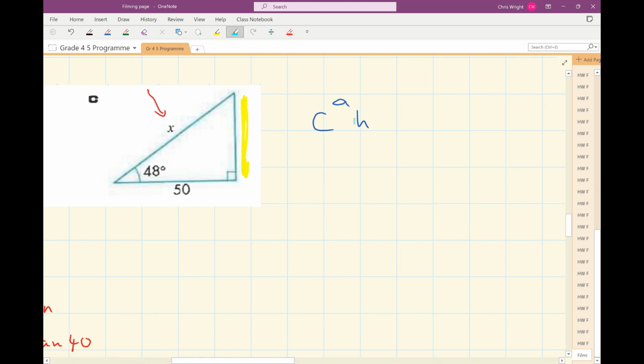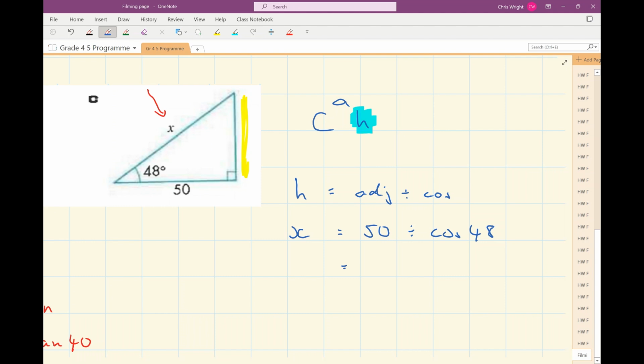Cover up the H, tells me that the hypotenuse is equal to the adjacent divided by cos the angle. So in this case, X is equal to the adjacent, which is 50, divided by cos 48. So I put that straight into my calculator. 50 divided by cos 48 equals, and I get 74.7 to 3 significant figures.